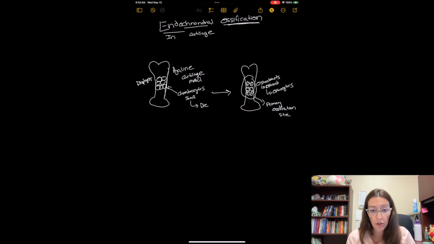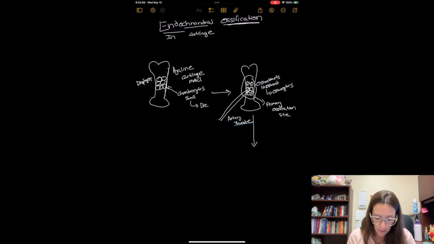However, that primary ossification site is missing one key detail at this point. And what that is, is an artery. So our main artery comes in. So the artery is going to invade. And so now we have blood that is able to support this growing new bone. And so that primary ossification site, now it's got the blood, it's got the osteoblasts and everything, and it's going to eventually become osteocytes. And so now my primary ossification center is going to be here in the center in the diaphysis.